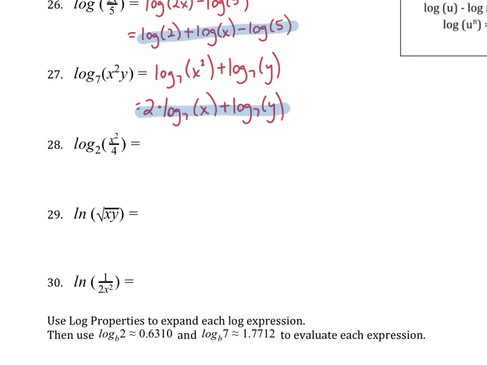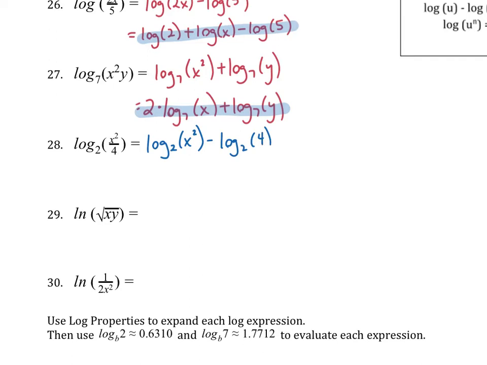Next one, it's just like 27, but instead of multiplication, we have division. So I'm going to look at this. Apparently I forgot to change the color, so we're going to do blue here. Log base 2 of x squared minus log base 2 of 4.